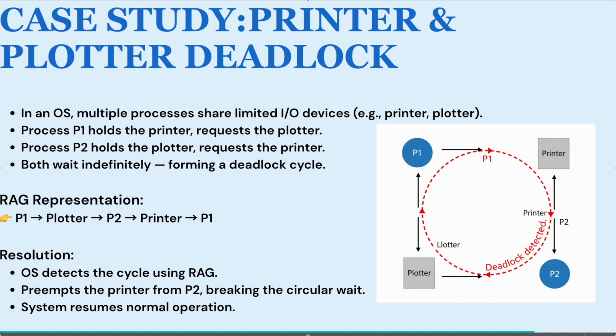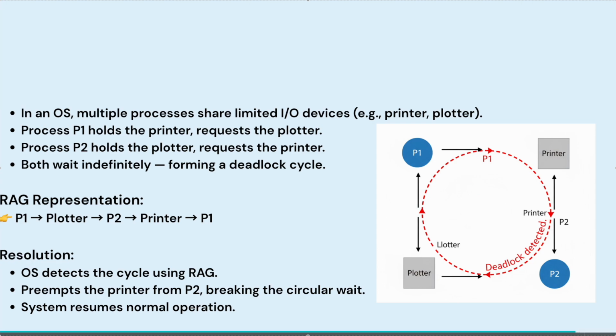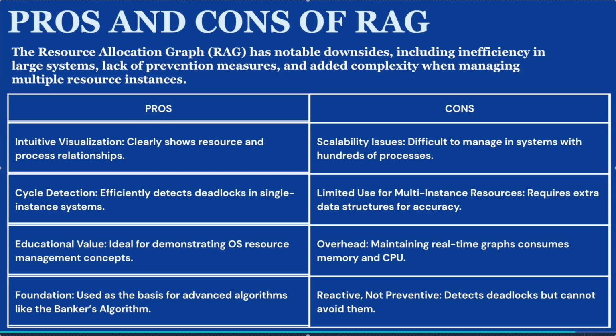While the RAG is an excellent visualization and teaching tool, it can also become very inefficient in large systems with hundreds of processes running, as maintaining a real-time graph increases CPU and memory overhead. So it is very useful but not ideal for large-scale multi-instance systems.